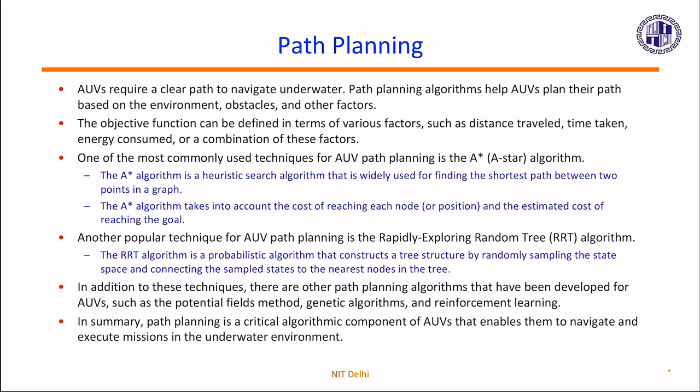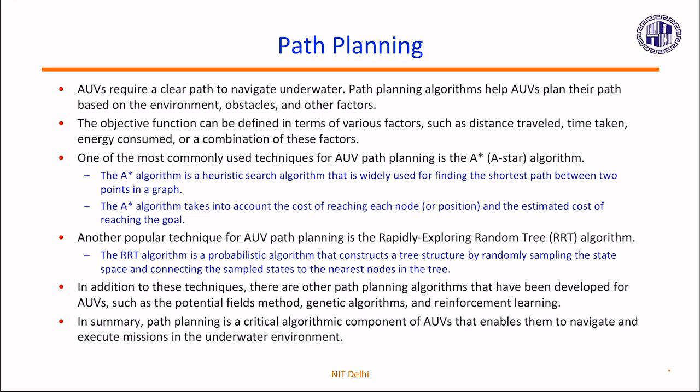Another popular technique for AUV path planning is the rapidly exploring random tree algorithm, or RRT algorithm. The RRT algorithm is a probabilistic algorithm that constructs a tree structure by randomly sampling the state space and connecting the sampled state to the nearest node in the tree. The RRT algorithm can generate paths that are more diverse and adapted to the environment than the A star algorithm. However, it may require more computational resources to generate a feasible path.